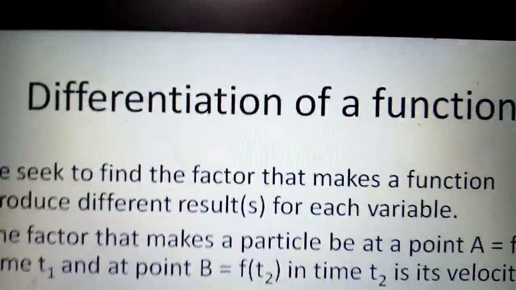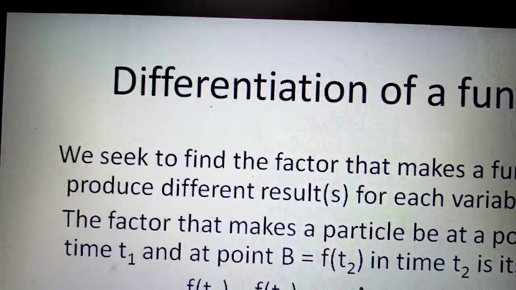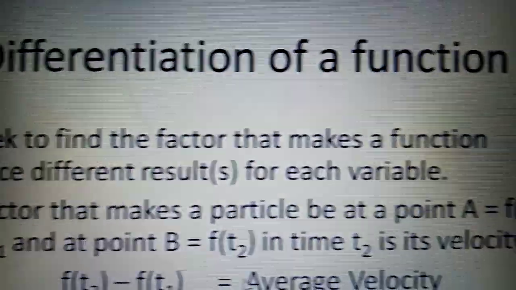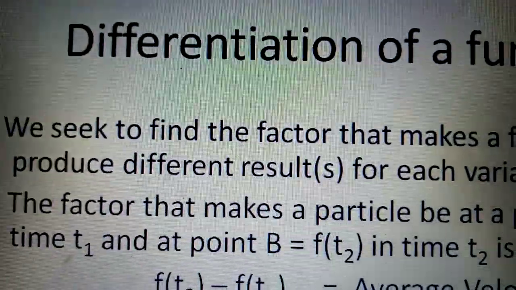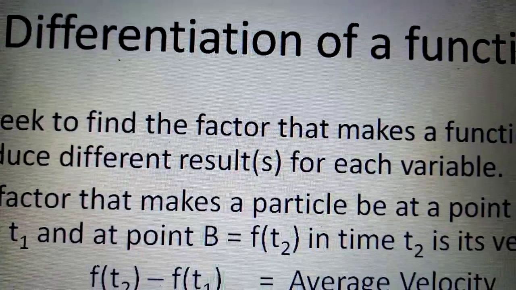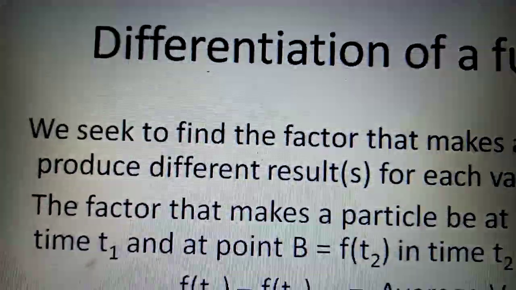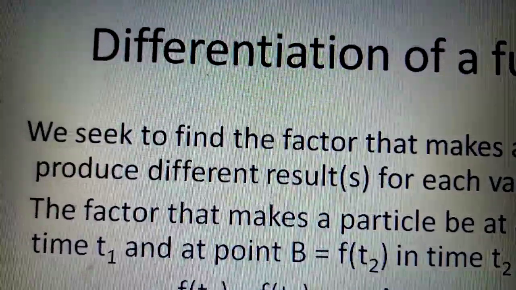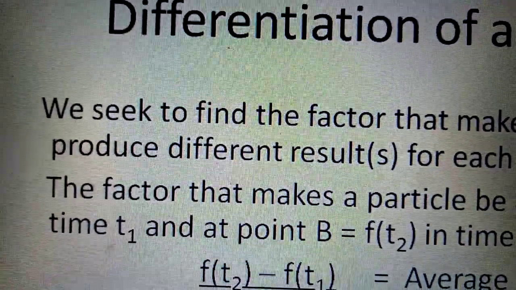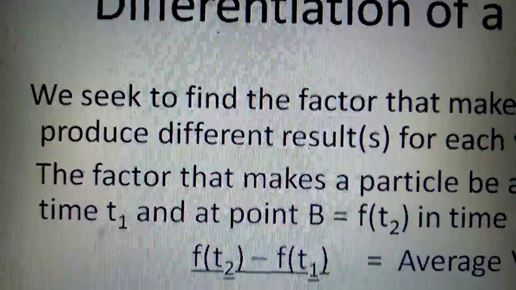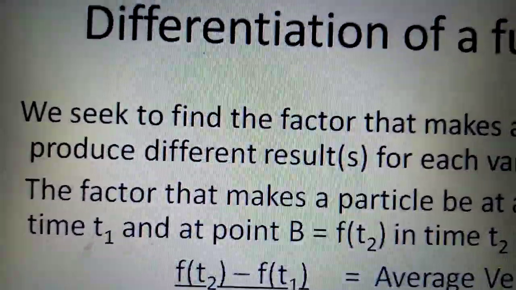So, differentiation of a function. When we differentiate a function, what we seek is to find the factor that makes a function produce different results for each variable. Why will a student come out of the college with a distinction, and another will come out with an ordinary pass? What's the factor that is responsible for that?